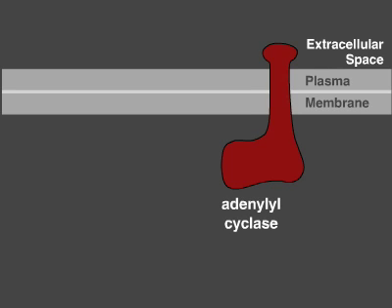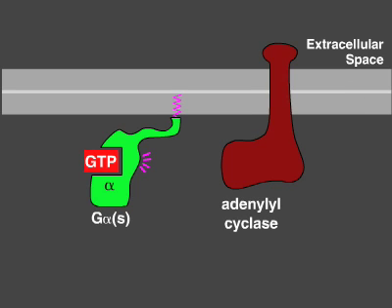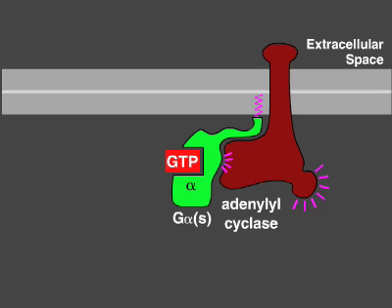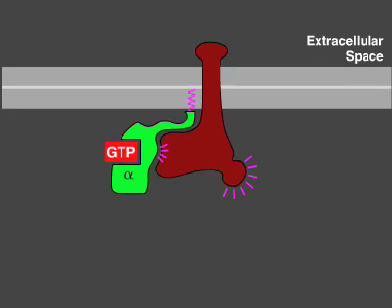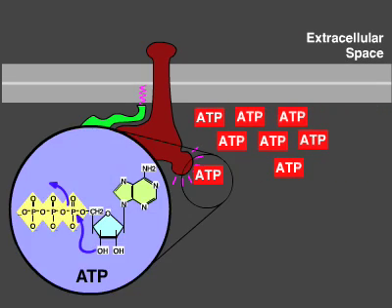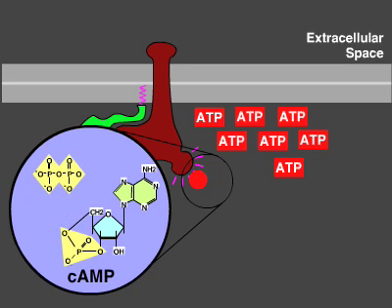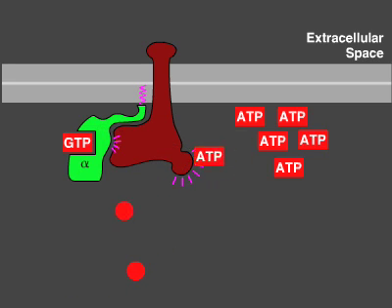Adenylyl cyclase is a membrane-bound enzyme whose catalytic domain is activated by the GTP-bound form of the stimulatory G-protein alpha subunit, or G-alpha-S for short. Activated adenylyl cyclase converts ATP to cyclic AMP, which then acts as a second messenger that relays the signal from the G-protein-coupled receptor to other components in the cell.